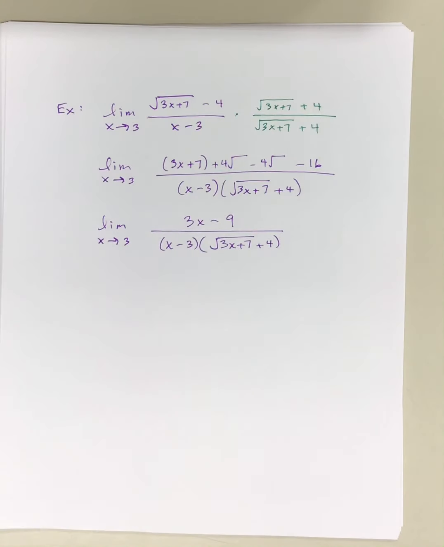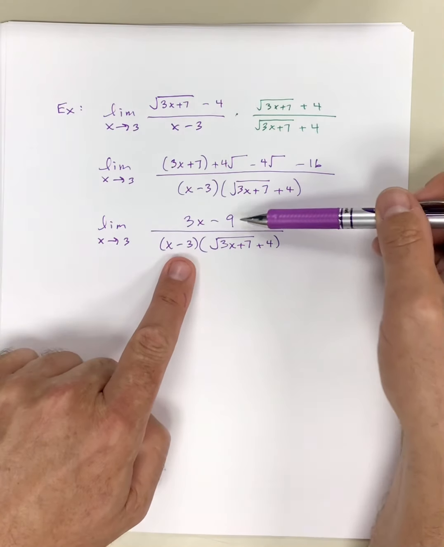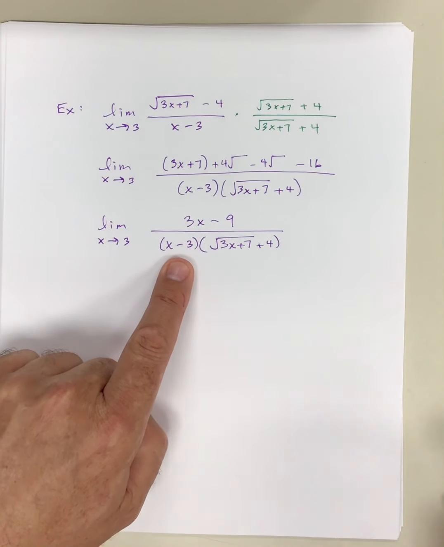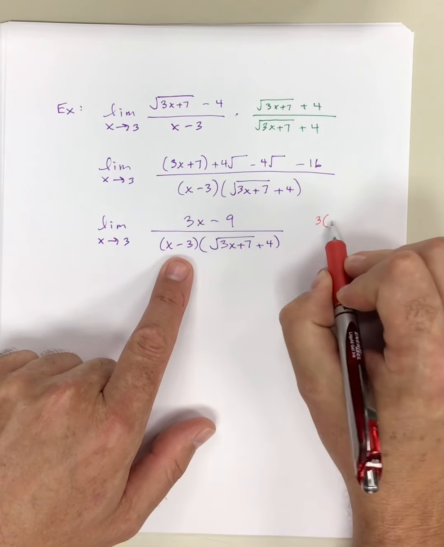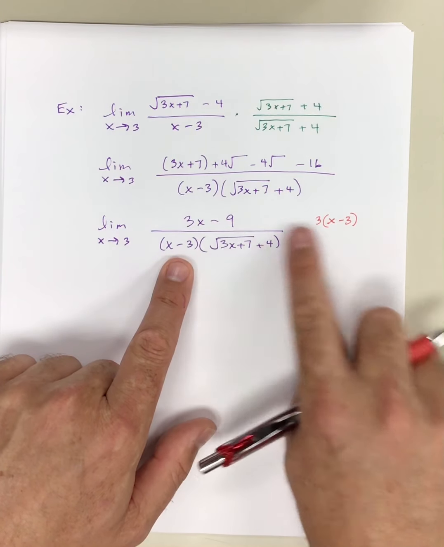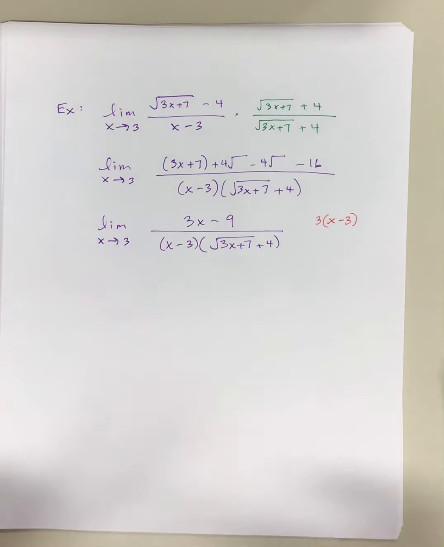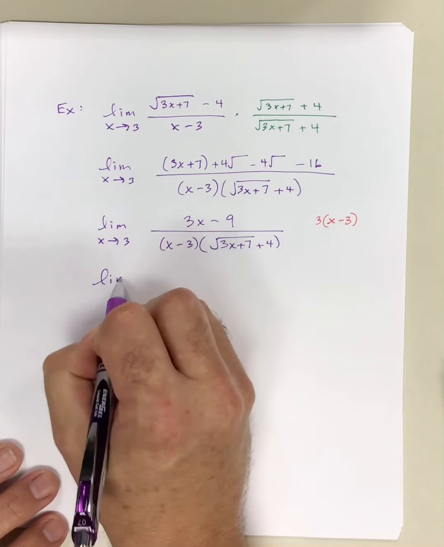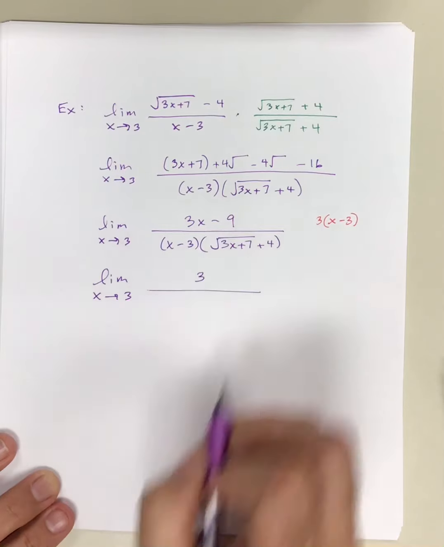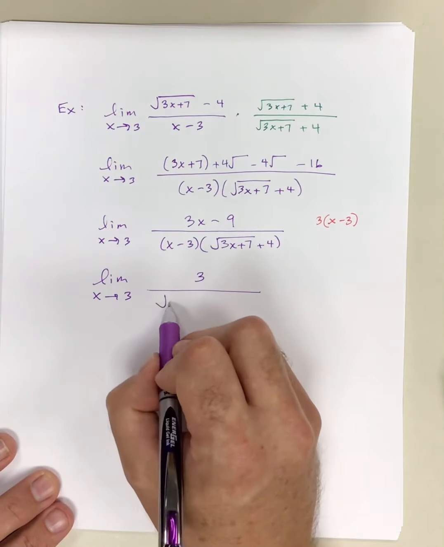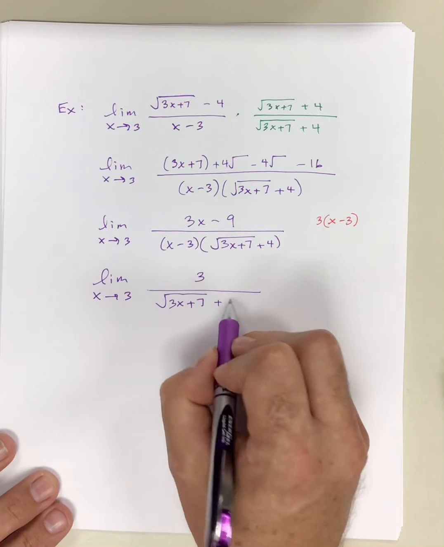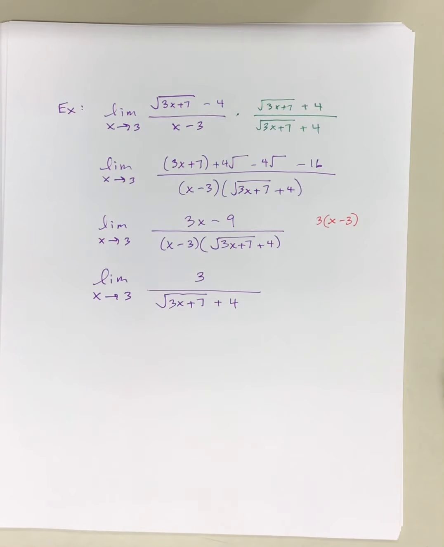Can you see what's going to happen here? Can you see that embedded inside this numerator term is a factor of x minus 3? So essentially, we need to recognize its factorization so that we can have the factor to eliminate. And once we clean that up, sure enough, we're left with a factor of 3 in the numerator and a radical 3x plus 7 plus 4 in the denominator.